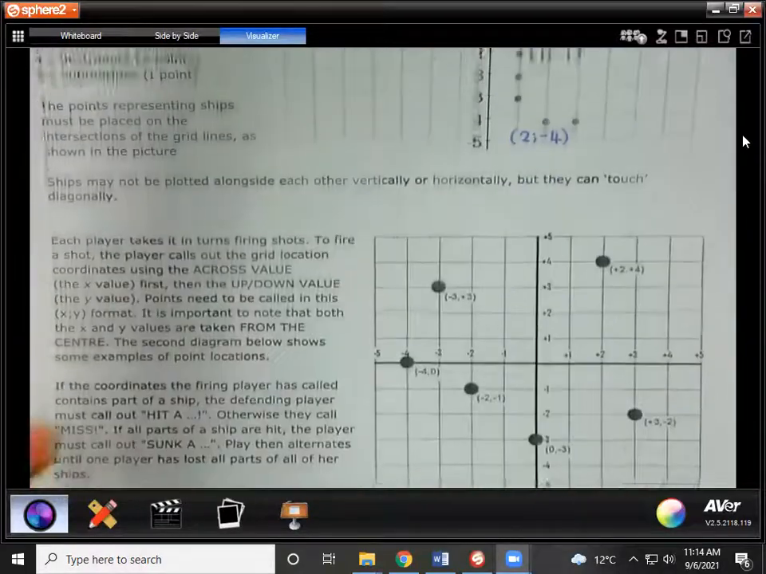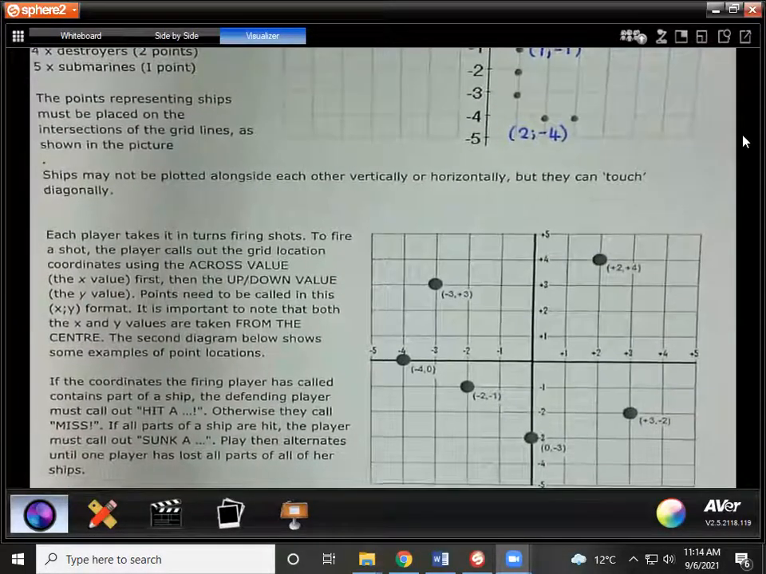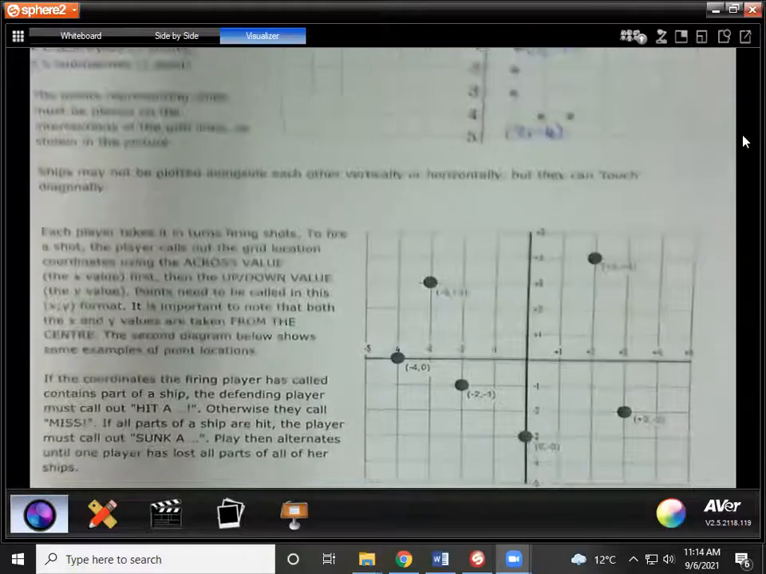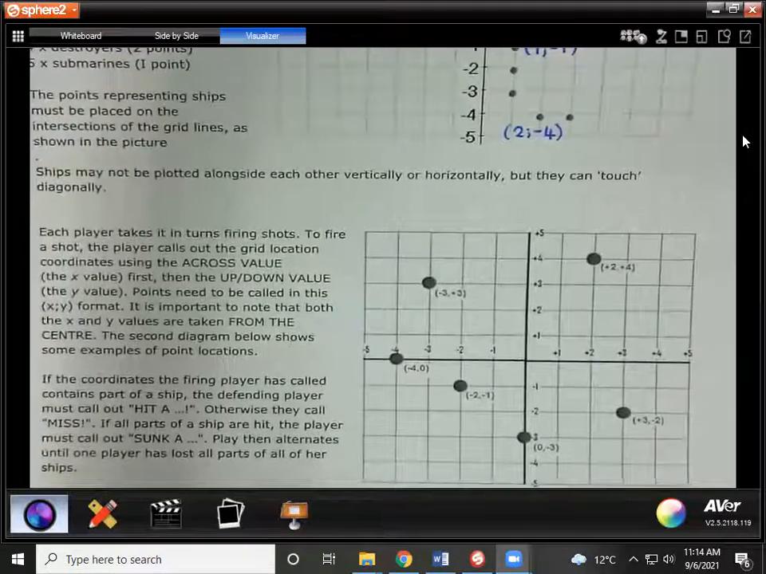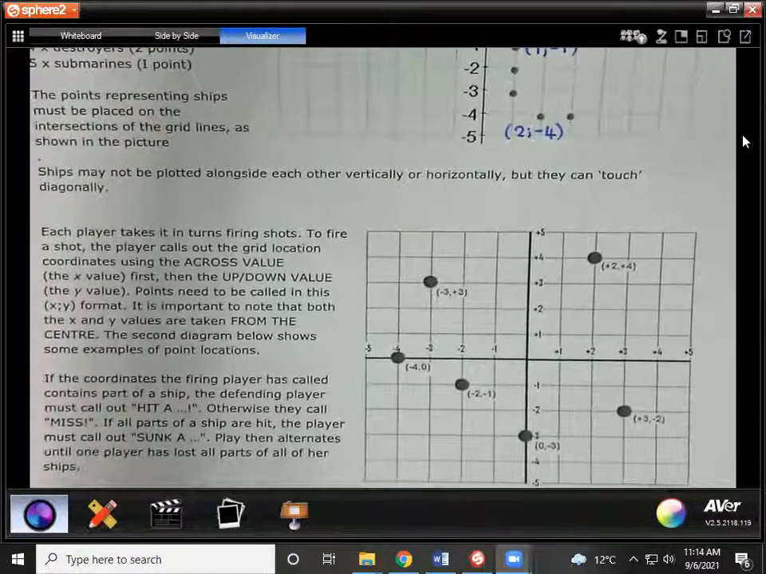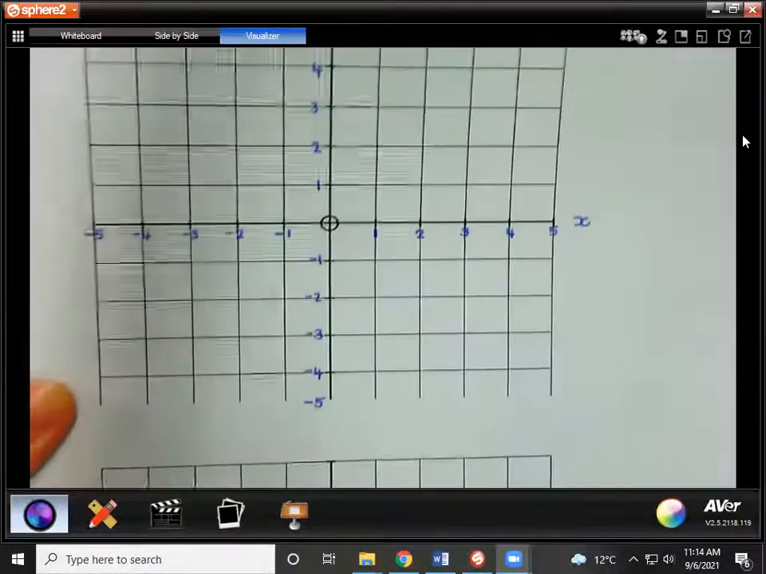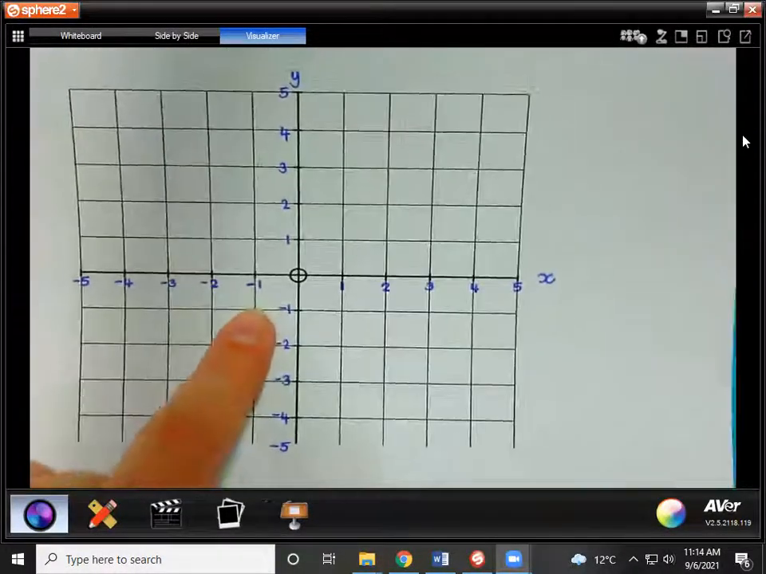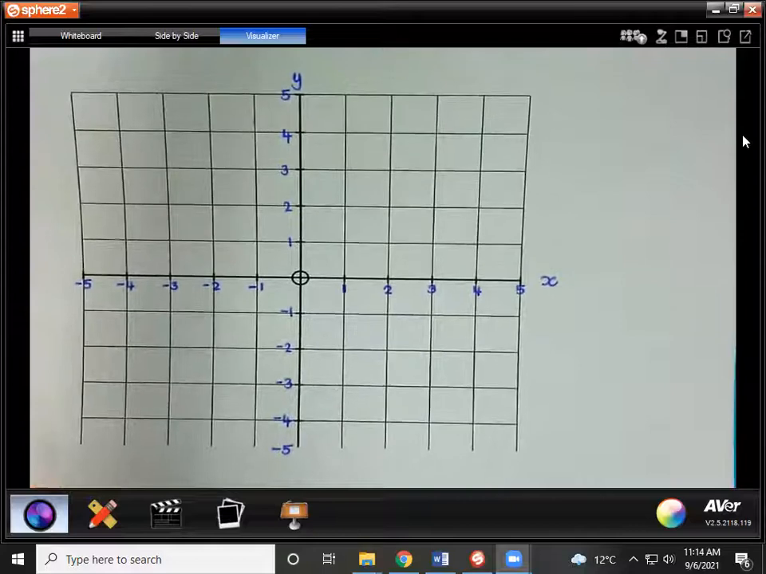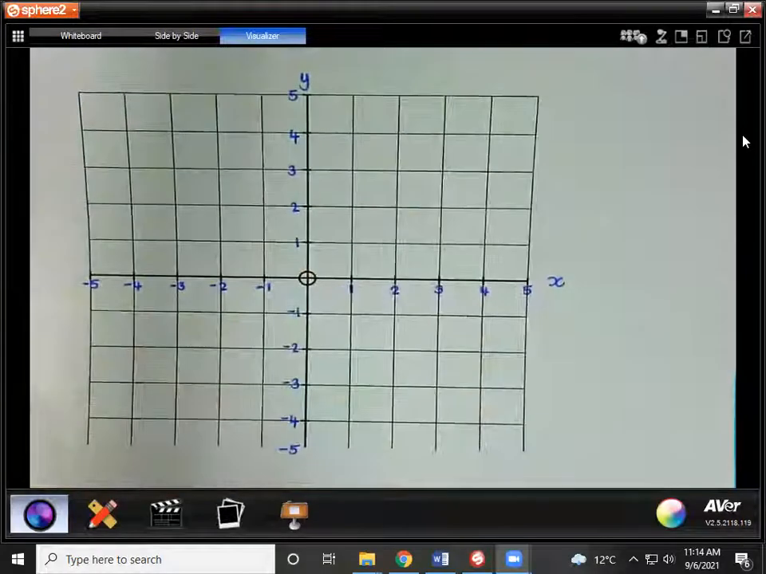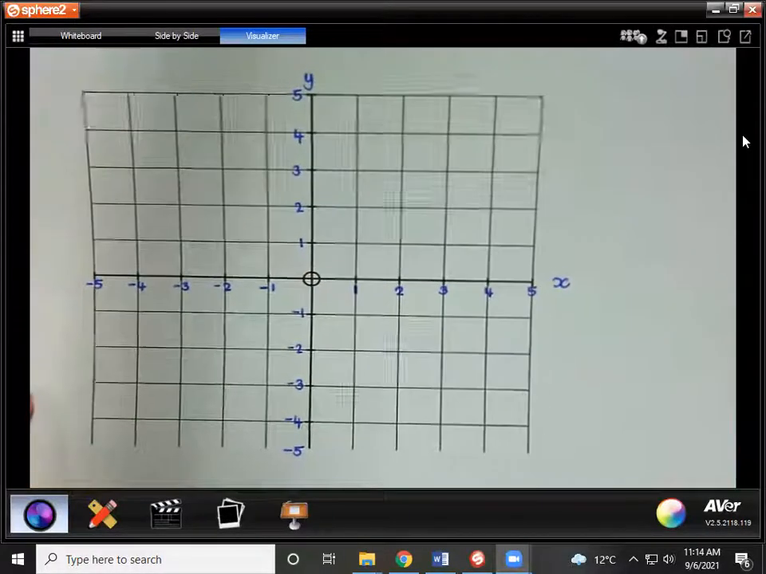Each player takes turns firing shots. We're not going to do it like that. I have my ships, and you are just going to call out coordinates, and give me some time to check. As you say a coordinate, I'm going to put it on here, even if it's not a hit, so that you don't use the same coordinate twice. If you hit one of my ships, I'm going to tell you which one you hit, and I'm going to make a cross on it. Shall we start?